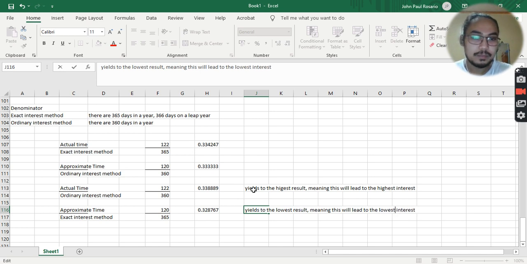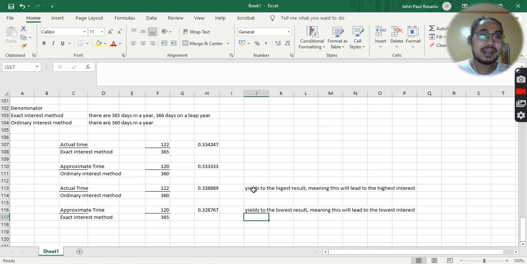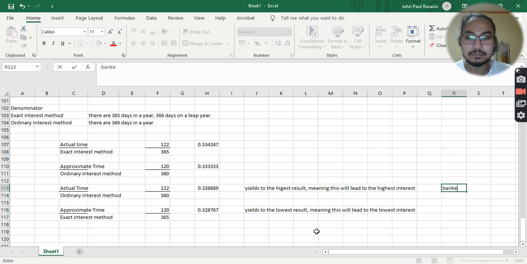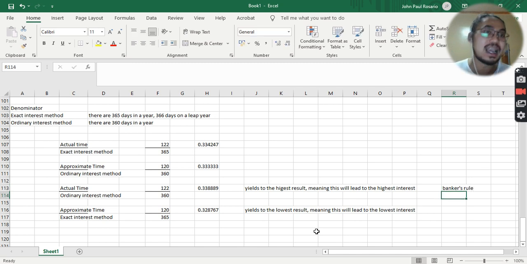So if you are the lender, you would go with the highest combination, where you earn more. So that is why we call actual time over ordinary interest method the banker's rule. The reason for that again is because it gives the highest interest yield.